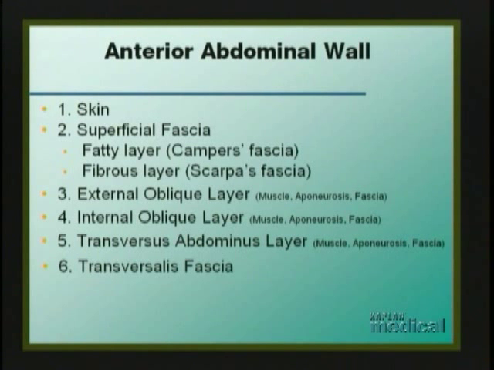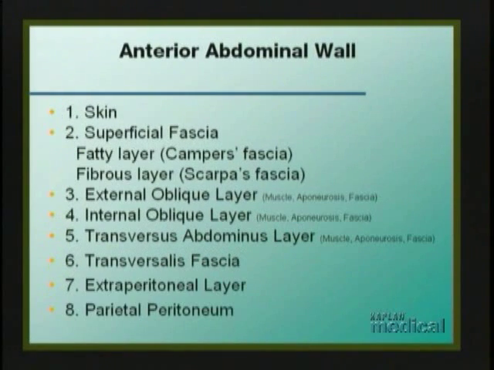So since on the anterior abdominal wall, the endoabdominal fascia is immediately deep to the transversus abdominis layer, therefore it's called the transversalis fascia. That's not the same thing as the transversus abdominis fascia, which is the deep fascia of the transversus abdominis muscle. It's another layer internal to that, transversalis fascia. Now, layer 7 I'm going to skip for one moment, and we'll come back to it, peritoneal layer.